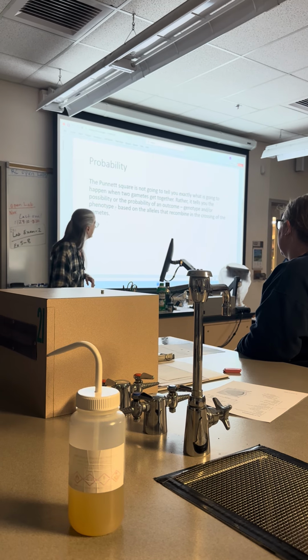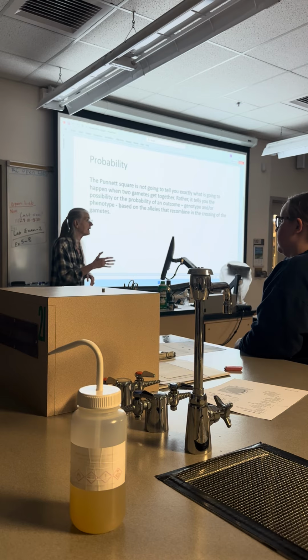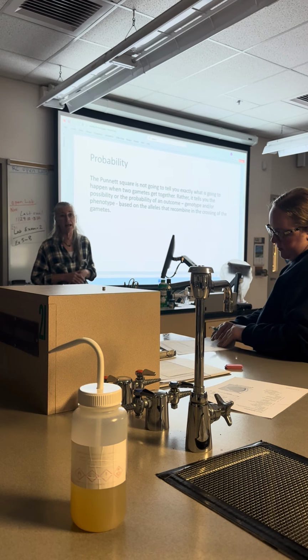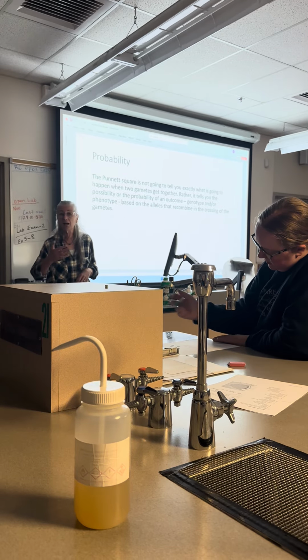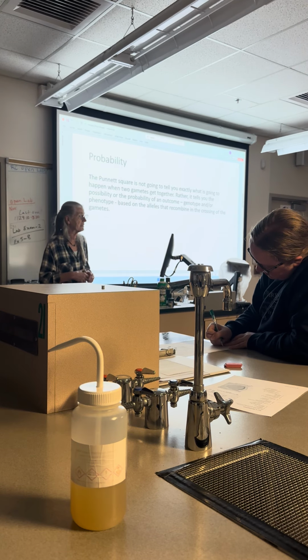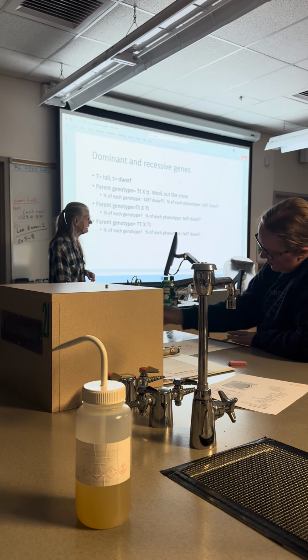Anyway, probability. Punnett squares are used to determine probability. They are not a mechanism for telling exactly what's going to happen. They are a mechanism for determining the possibility of a combination of 2 individuals' genetic material. So we're going to play a little bit with our probability.